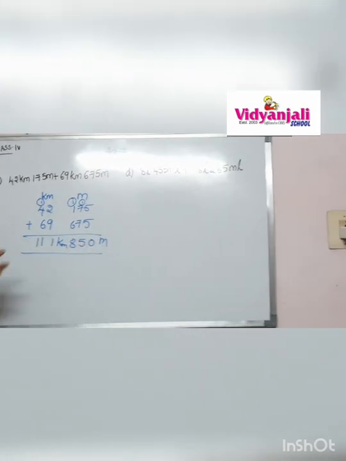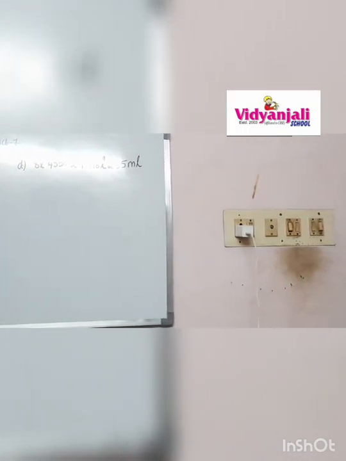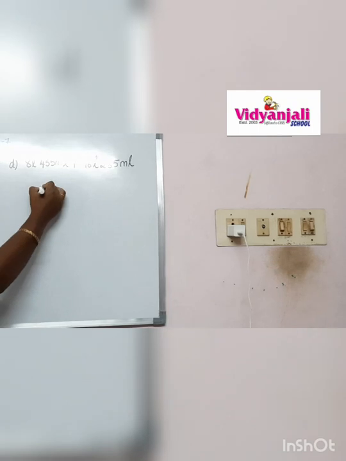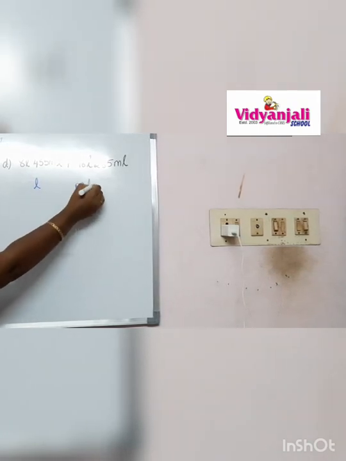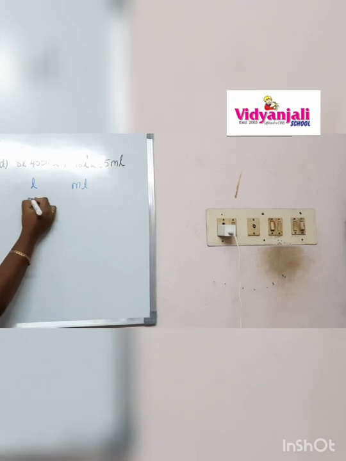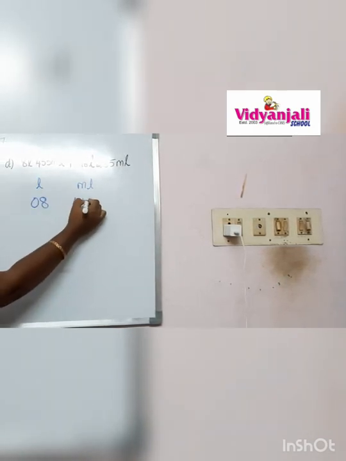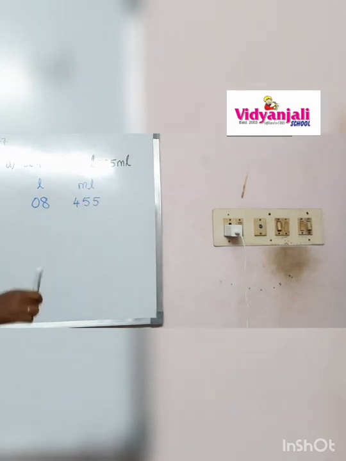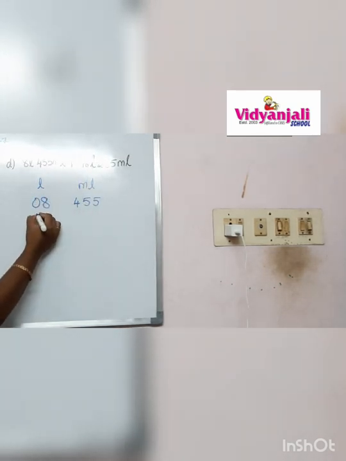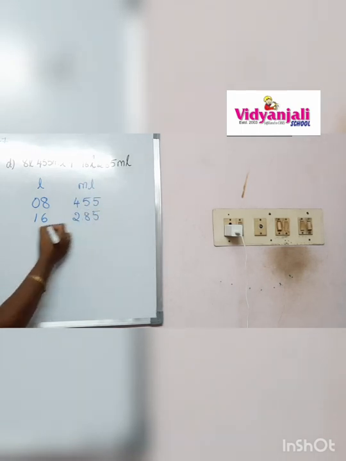The next question, the units are given in liters and milliliters. So we will write liters and milliliters. The first one is 8 liters, that means we will write 08 liters, 455 milliliters. And you have to add 16 liters 285 milliliters.